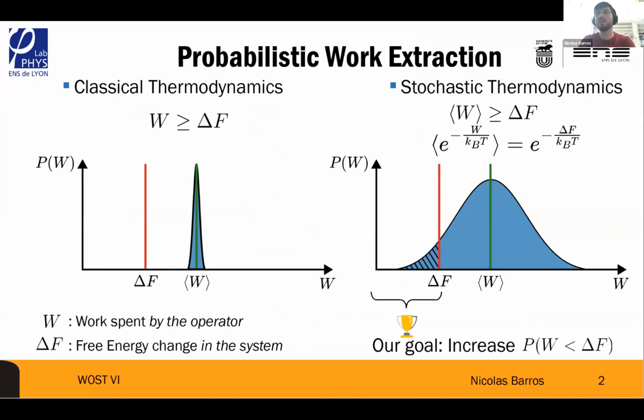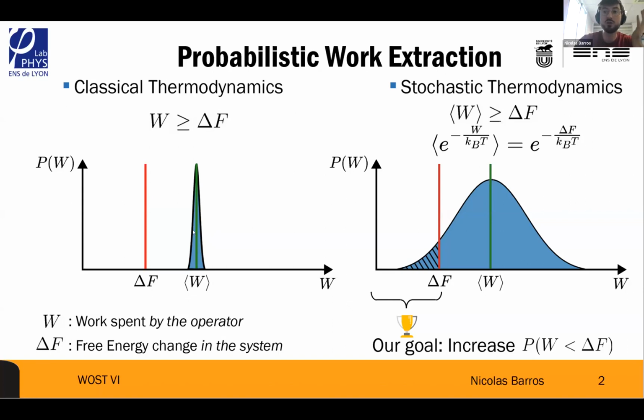As you all already know, when we use stochastic thermodynamics, we describe mesoscopic systems and the associated energetic quantities that we study, such as work and heat, become random variables. While in classical thermodynamics, if you do an operation on a system, such as a compression of a piston, you have to spend some work. So there is a work spent by the operator, which is always greater than or equal to the free energy change in the system.